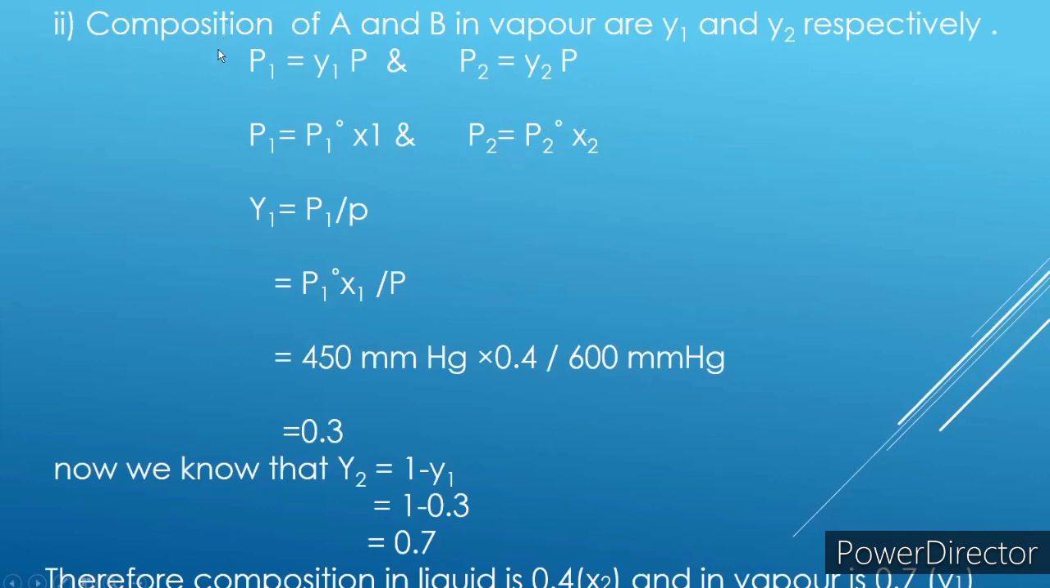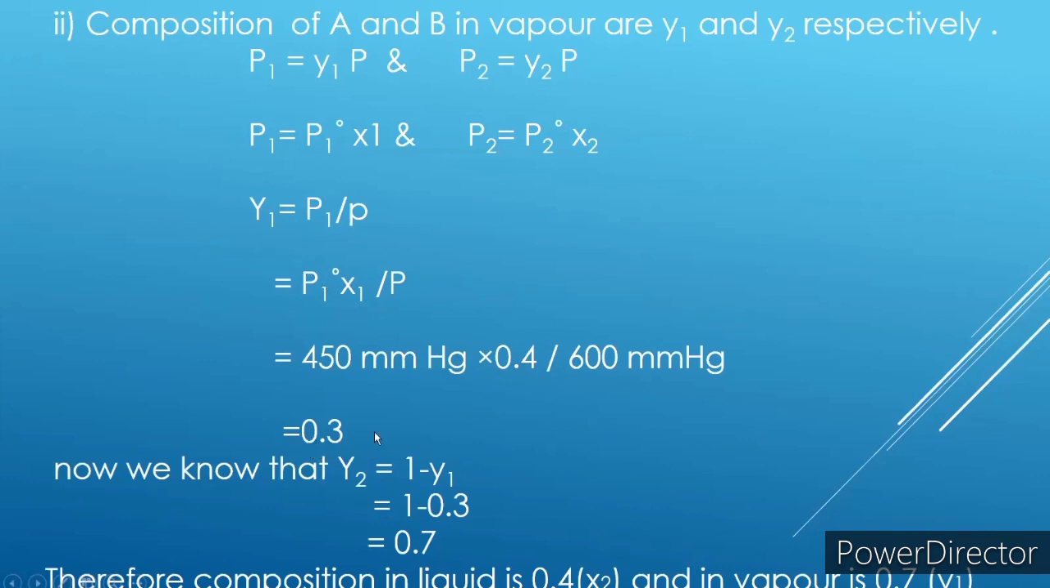Now let us substitute the values in this equation. So if we solve this equation, P1 is equal to Y1 into P, then Y1 will be equal to P1 upon P, and P1 is nothing but P1 naught into X1, because we have been given directly the value of P1. So we will take the value of P1 naught into X1. So P1 naught into X1 upon P. P1 naught is 450 millimeter Hg. X1 we have calculated as 0.4, upon the total pressure, which is 600 millimeter Hg. So if we solve this, then we get 0.3. So the Y1 will be equal to 0.3.